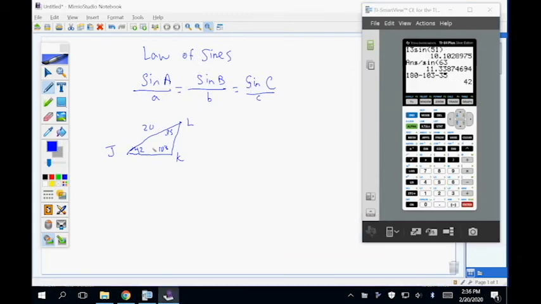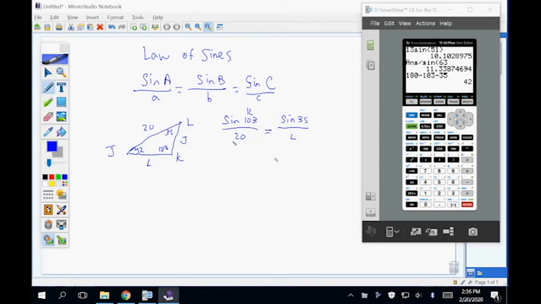Then use your law of sines. We need to solve for side L and side J. So we're going to use the sine of K, which is 103, over 20. The reason we start with that is because that's the side we know. So we have to have this one side filled out completely with the other side having a variable in it. Then if we want to figure out side L, sine of L is 35, and we put that over L.